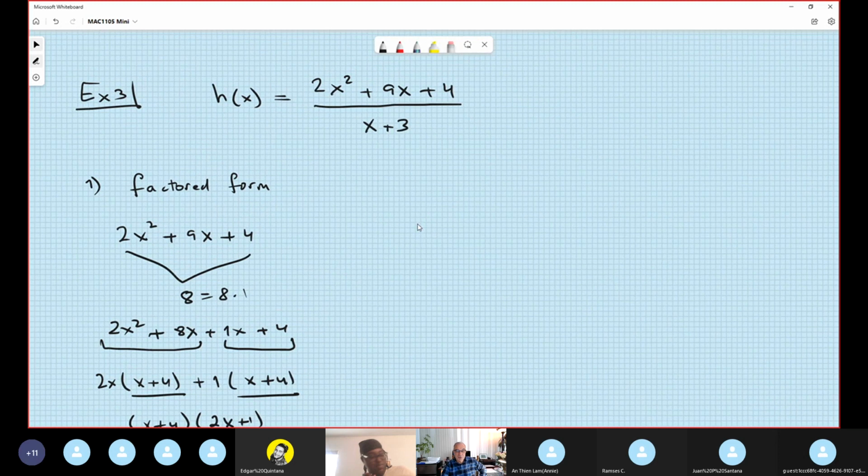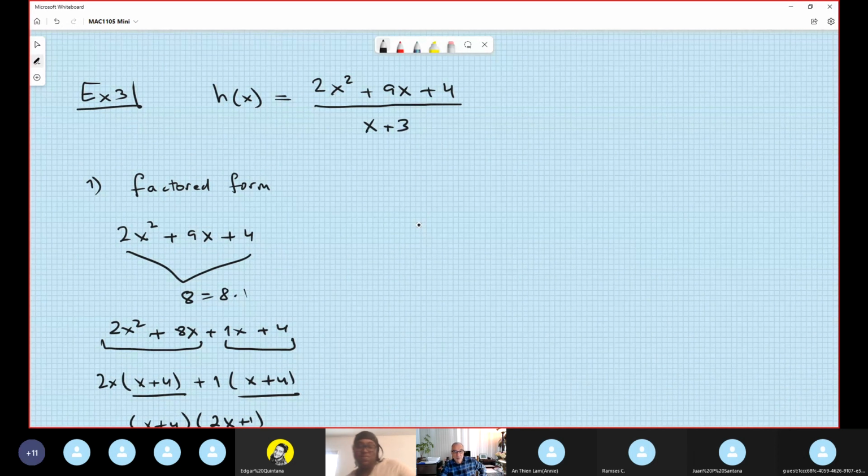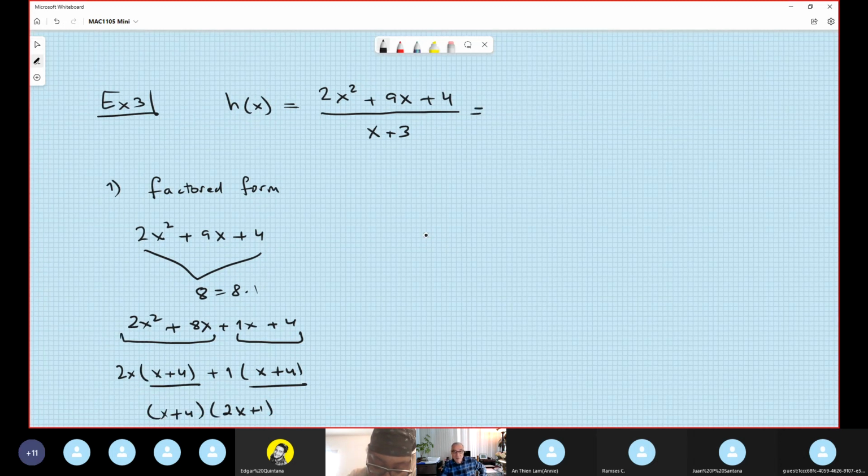Unfortunately, the factorization of the bottom part is impossible because it's a prime expression. I copy then: x plus 4 times 2x plus 1 divided by x plus 3. When you have only one binomial, it's not necessary to put the parentheses. You can if you want, but it's not necessary. Okay, I did the factorization.